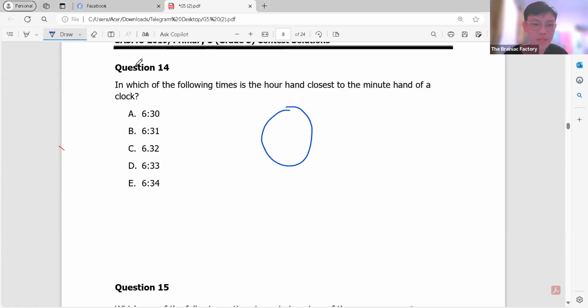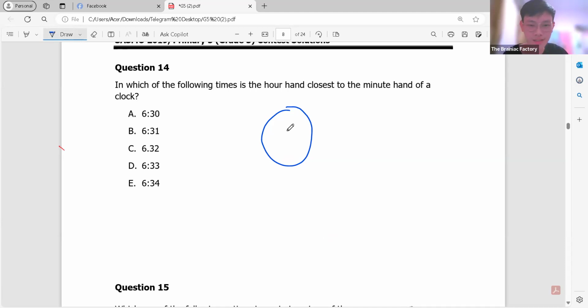So, question 14, in which of the following times is the hour hand closest to the minute hand of a clock? So all of these we're having 6. Our hand must be on 6 here. It could be here and here because every minute the hour hand and minute hand move together.